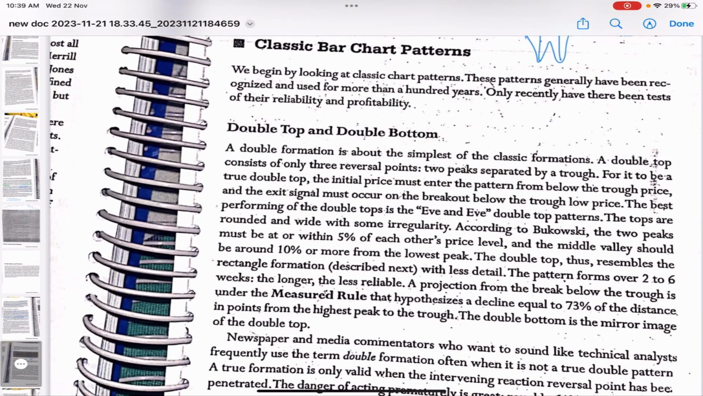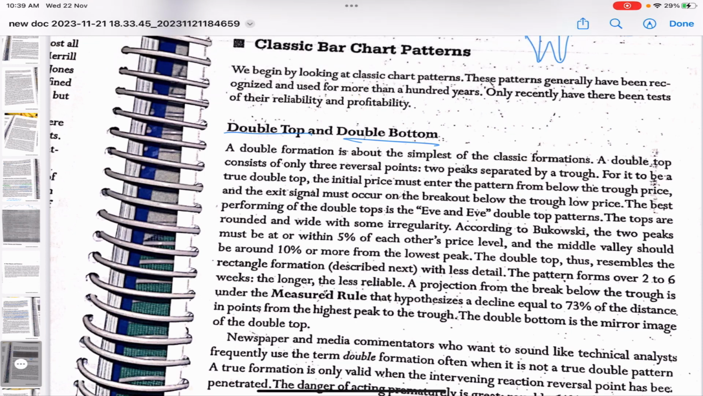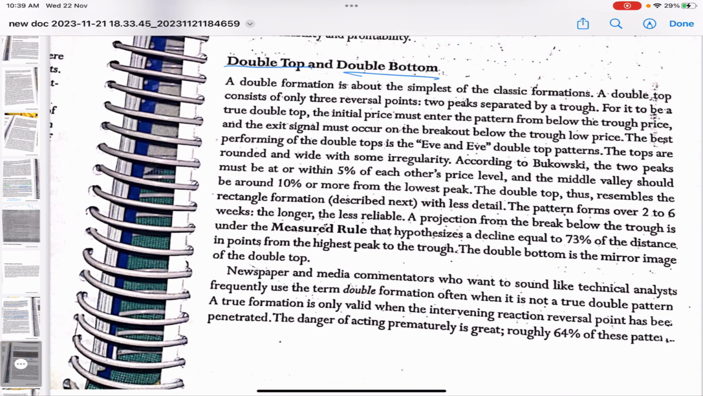Okay, let's come to classic chart patterns. Now let's look at these. Double top and double bottom, the most easy thing. We all know what is a double top and we all know what is double bottom. The reason why I'm not going deep into it is because we have done it in CMT level 1. So let's just go over it.